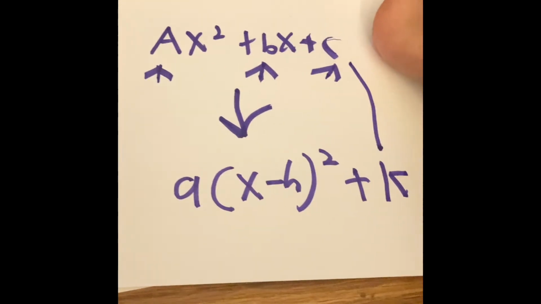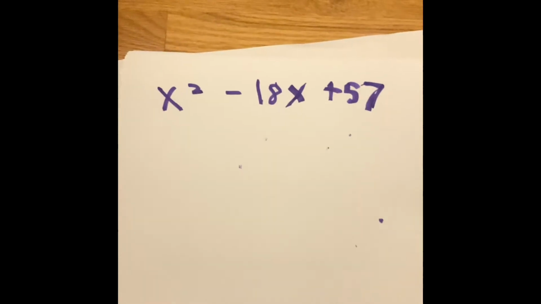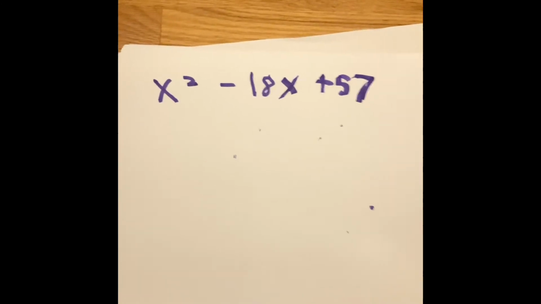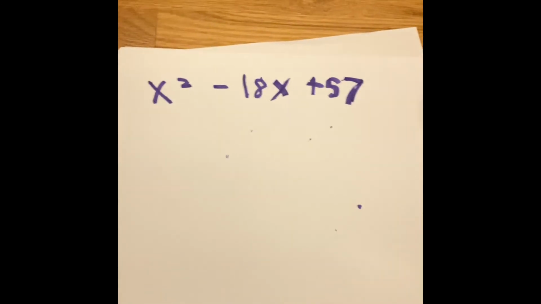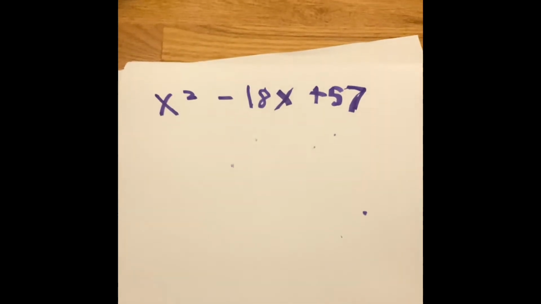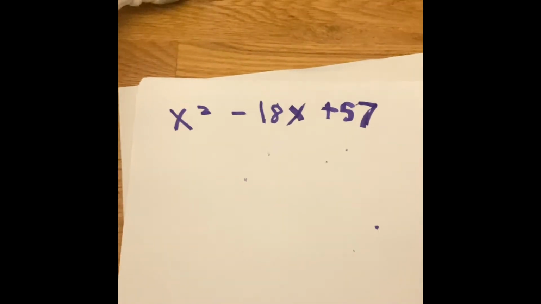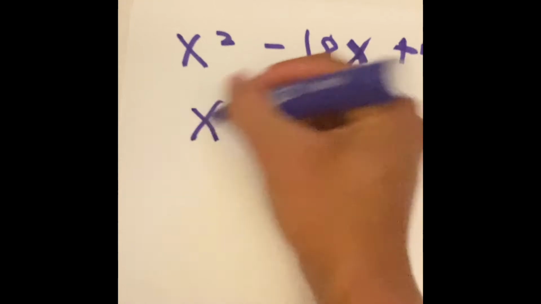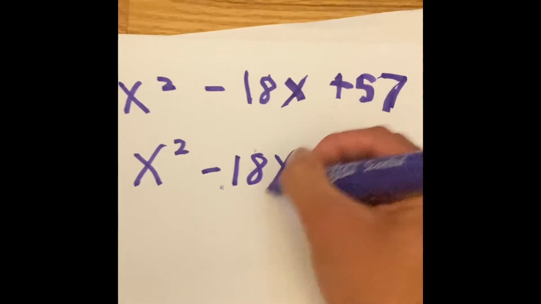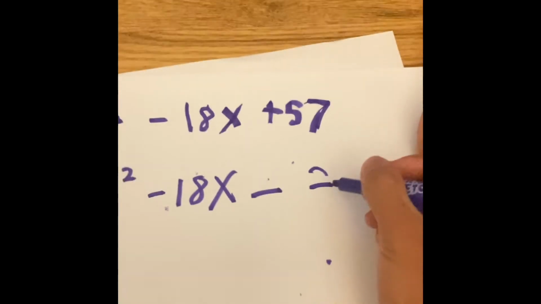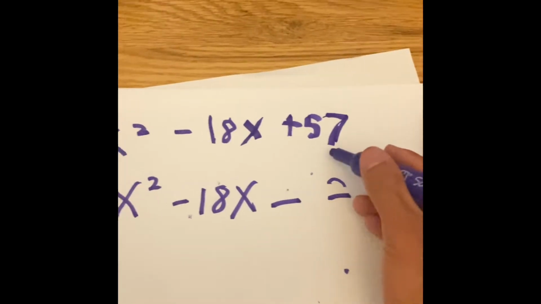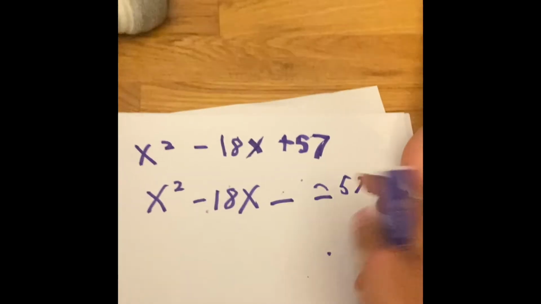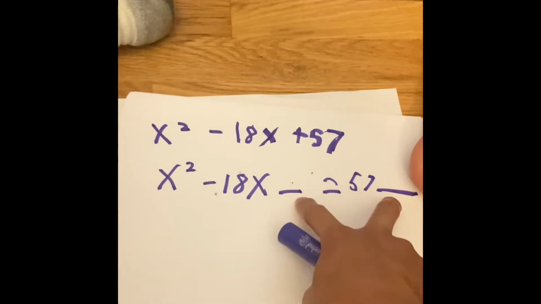Here's an example problem that we're going to be using. We have x squared minus 18x plus 56. So what we're going to be doing so we can get to a vertex form is we're going to do steps that's kind of like completing the square. We're going to rewrite the equation as x squared minus 18x blank space equals 57, empty space. And we'll see what's in here for the empty spaces.